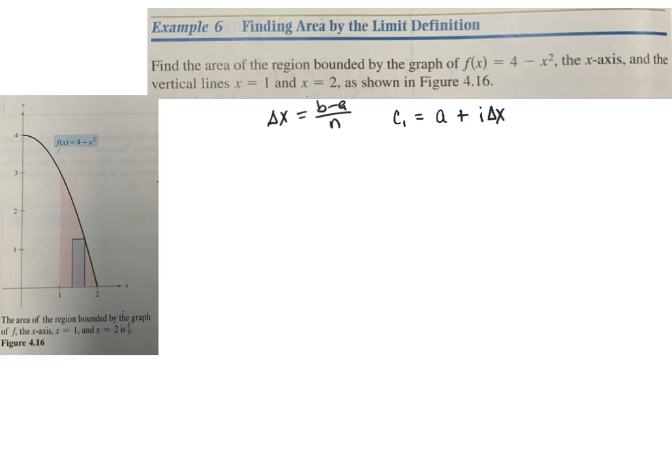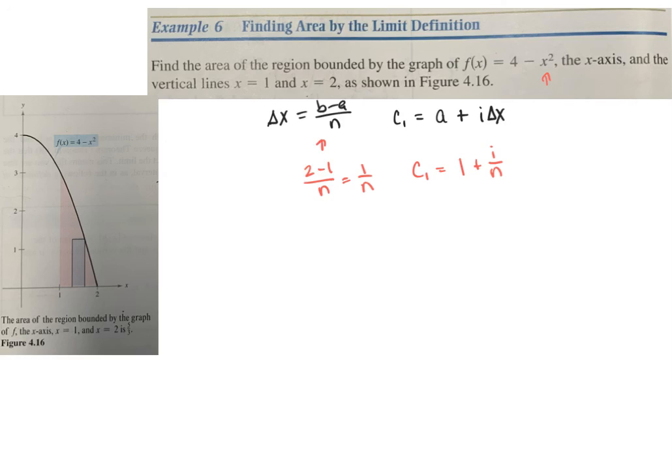And so for this example, they want us to go from 1 to 2. And so if I want to find my delta x, that's 2 minus 1 over n, or just 1 over n. If I want to find my c of i, I now have to say 1 plus i over n. And that's what I will plug into my function here. Okay? So it makes for a little bit more of an interesting problem, because you have to actually foil it.